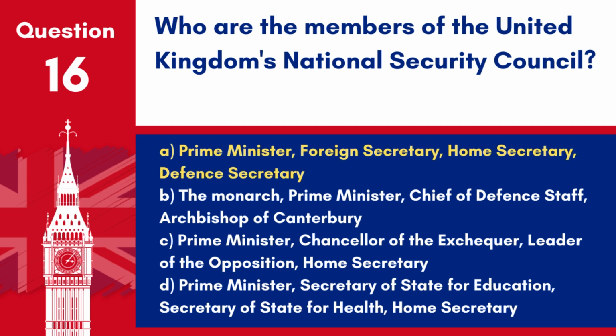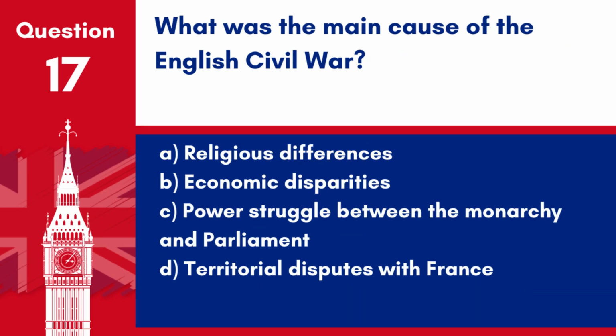Answer A. Prime Minister, Foreign Secretary, Home Secretary, Defence Secretary. The UK's National Security Council includes top officials such as the Prime Minister and key secretaries. Question 17. What was the main cause of the English Civil War? A. Religious differences. B. Economic disparities. C. Power struggle between the monarchy and Parliament. D. Territorial disputes with France.